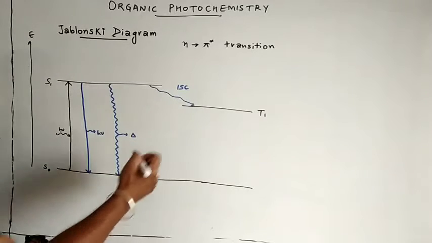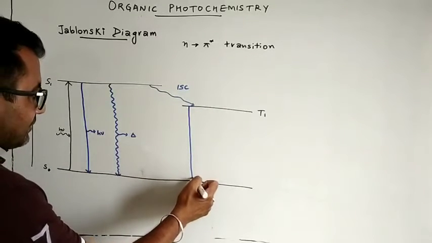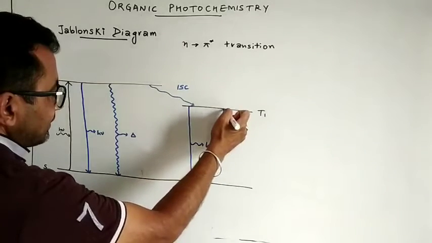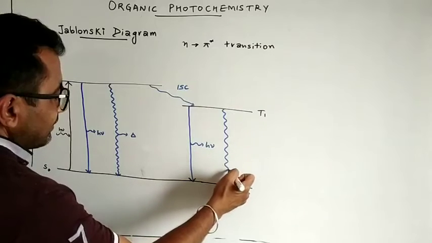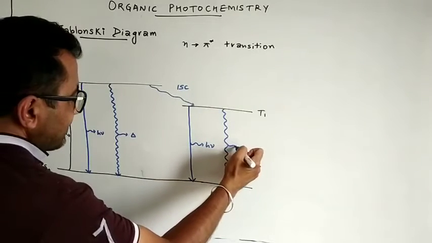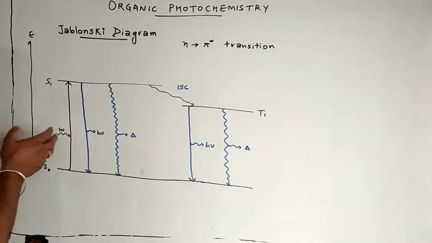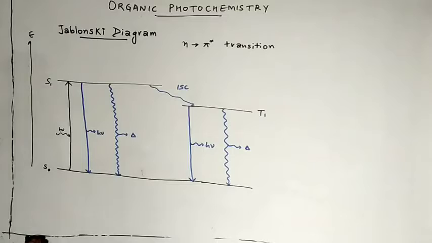And from here it may come directly to the ground state by emitting a radiation, or it may move to the ground state by emitting heat. So these are the various transitions. This is for the n-pi star transition, and when the electron is present in S0, the ground state, when it is irradiated with some photon, it moves to S1. From S1 it moves back to the ground state by various pathways. These are the various pathways.